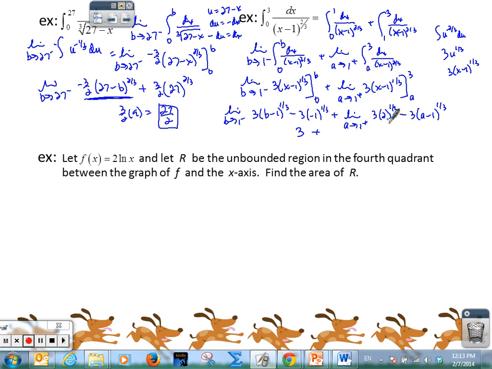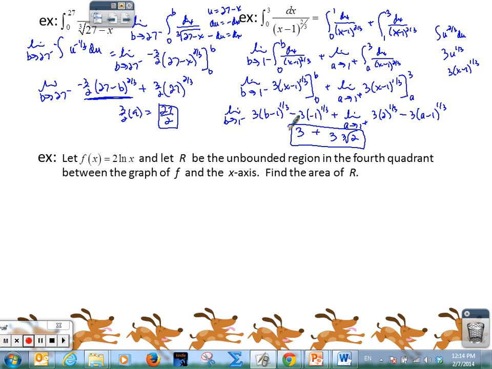Okay, let's look on the right side. So 2 to the 1/3, that's some crazy decimal number. So I'm just going to write it as 3 times the cubed root of 2. And let's substitute our 1 in here. We're going to get a 0. And so this one converges to 3 plus 3 times the cubed root of 2. That's a wacky one, isn't it?